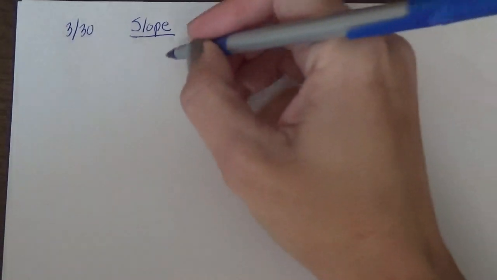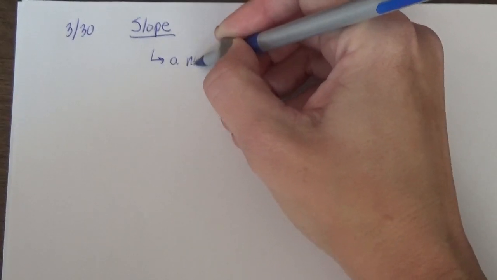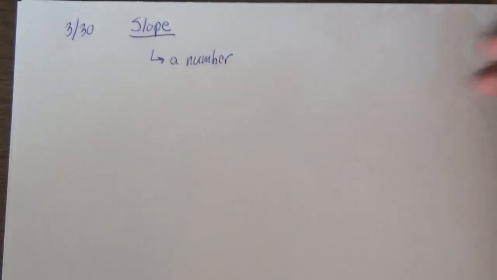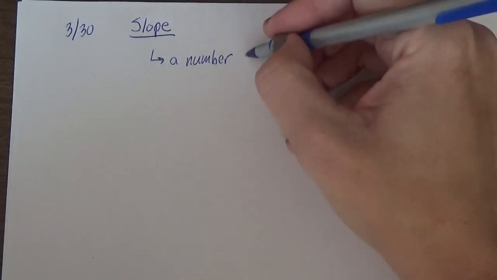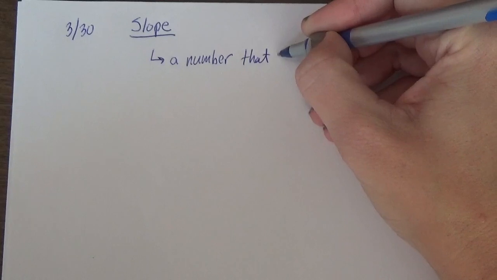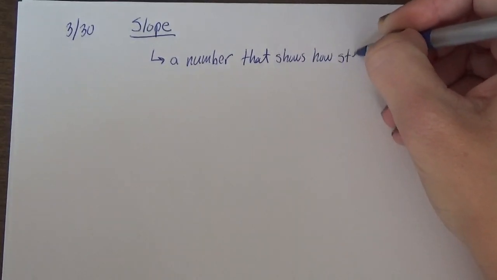So slope is our title today, and we're going to talk about what that means on a graph. So basically what slope is, it's a number. So when I ask you for slope, I'm going to ask for a number. It's a number that shows how steep a line is.